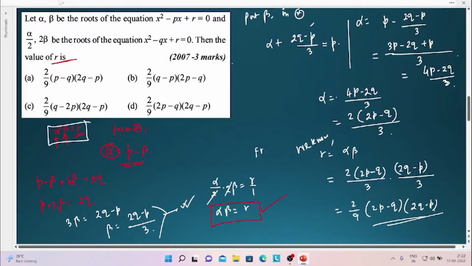So let me check which option is the correct option. Here you can see the first option is not correct because p minus q is there, and we don't have any kind of term related to p minus q.